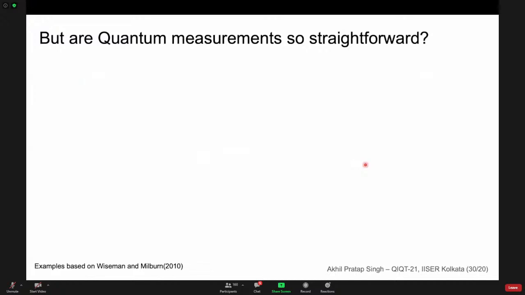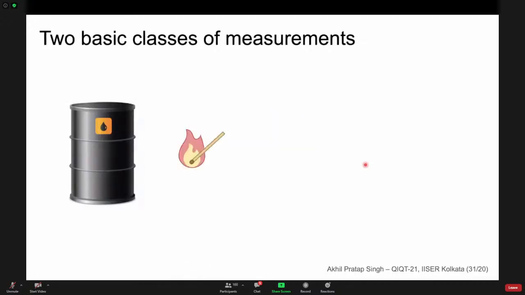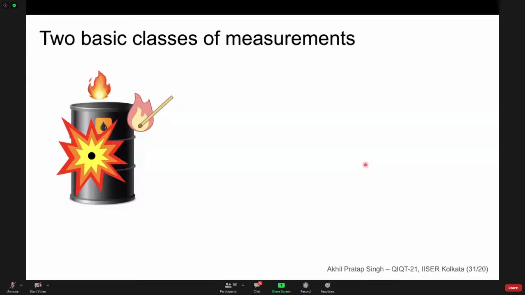But are quantum measurements so straightforward? Let's take a very basic example, which I found very interesting and funny at the same time. Say you have a barrel of oil and you want to know if any fumes are coming out of the barrel. Without opening it, you cannot say. One very direct way is to do something crazy: light a matchstick and put it there. You will get the result, but with very dire consequences. If there are no fumes, you are safe. Otherwise, you get the result, but with a very heavy price.